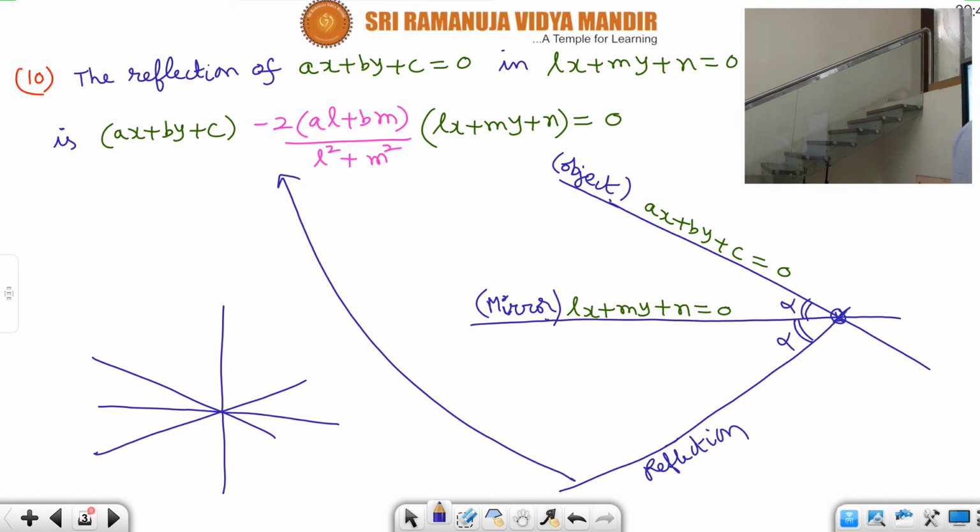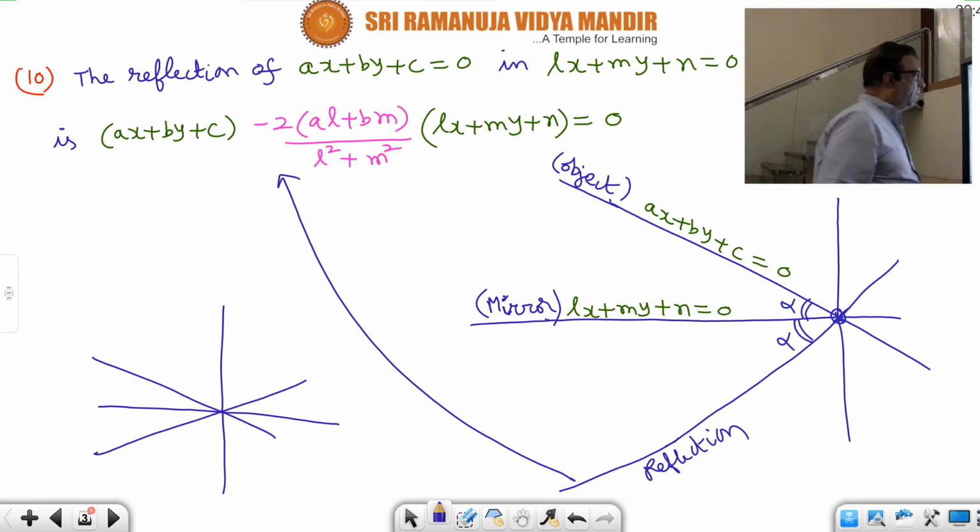And so this mirror line is nothing but one of the angular bisectors. Do you understand? Everybody understood it? Between the object line and the reflection line, mirror line is one of the angular bisectors. The other angular bisector, of course, will be there and it will be perpendicular to it, passing through the same point here.